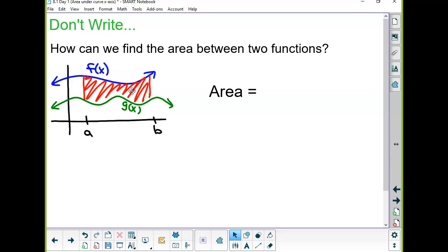What is it? Subtract them. Perfect. It's exactly what you would do. Now, watch. I'm going to add a little bit to our diagram here, but look at what we know.